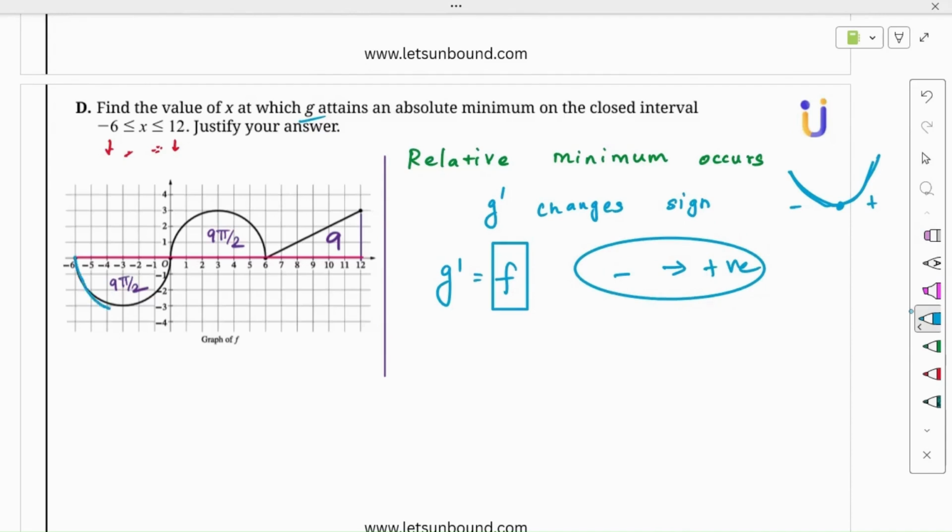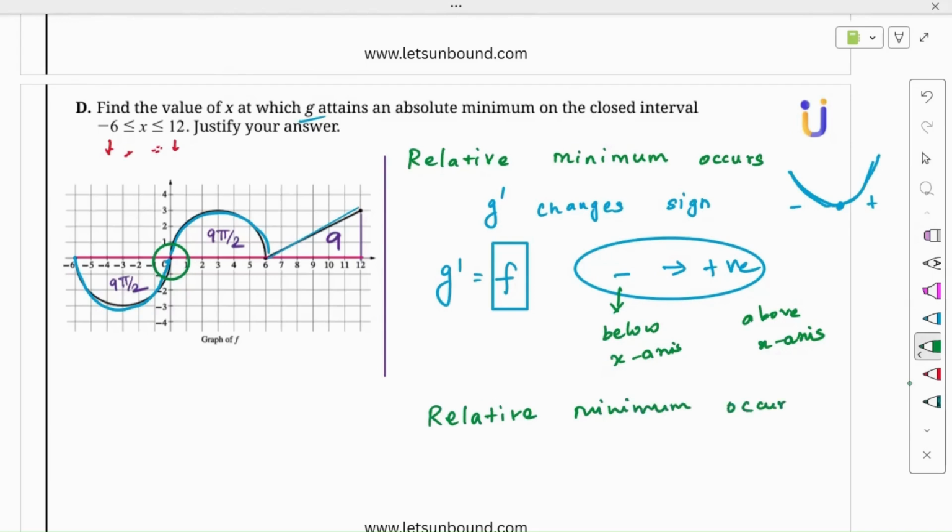So this is completely negative F because it is below the x-axis, and this is increasing. After this, it's completely increasing, only above the x-axis. So when I say negative to positive, I mean the y value. Negative means below the x-axis, positive means above the x-axis. Right? So where does it happen? Only at x equals 0. So my relative minimum occurs at x equals 0.